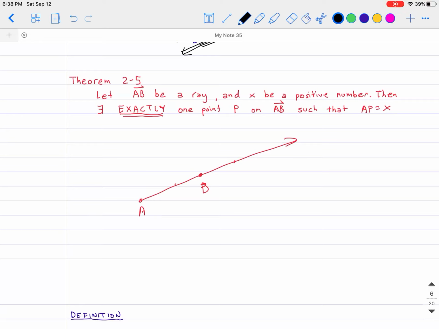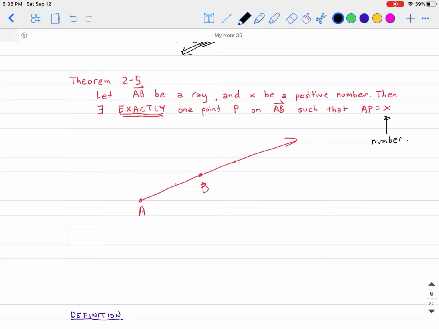It says, let AB be a ray, and X be a positive number. Then there exists exactly one point P on AB such that AP is equal to X.